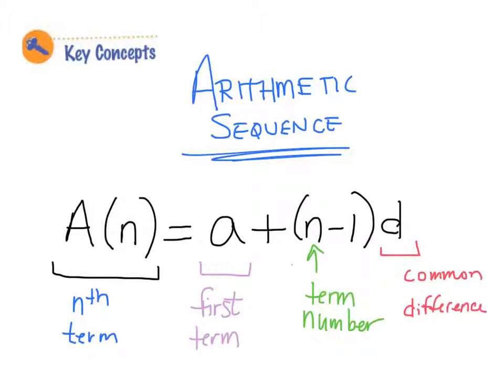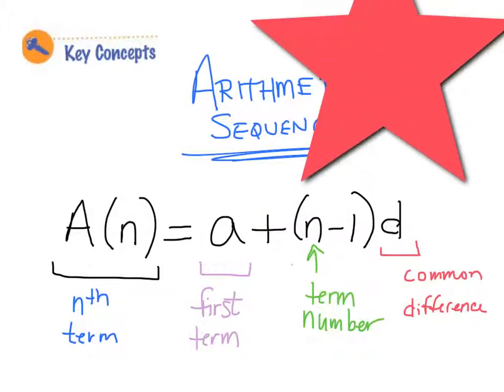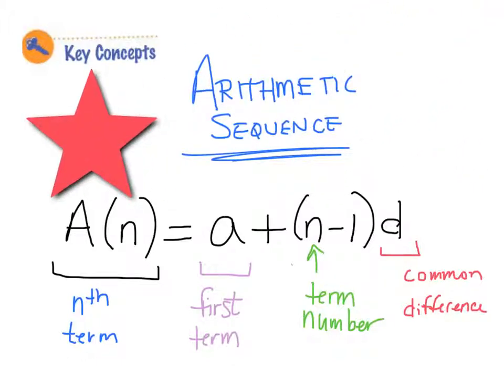So this is your formula you must memorize. Let's make a super duper giant star. Make sure you know this. Know this, know this, know this. Let's make an arrow too. You got to know this.